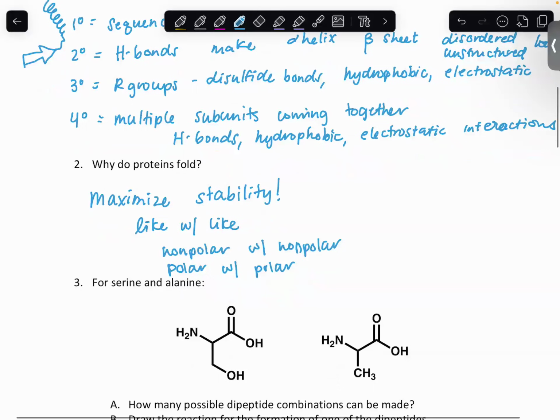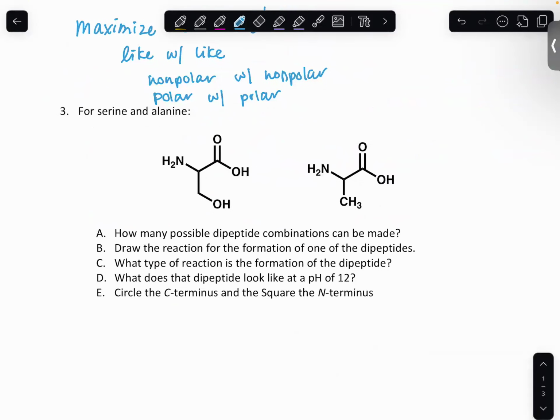Okay. So for serine and alanine, these are 2 of our amino acids. How many possible dipeptide combinations can be made?